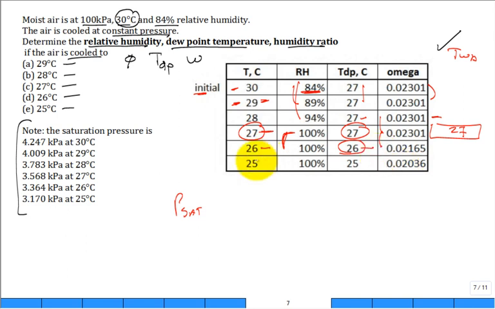And then if you cool it some more, it stays at 100%. Dew point drops because it's the same as saturated air, and the humidity ratio goes down. How about the wet bulb, though? That goes 26 and 25 as well. Hard concepts, but hopefully you get it down and you'll understand.